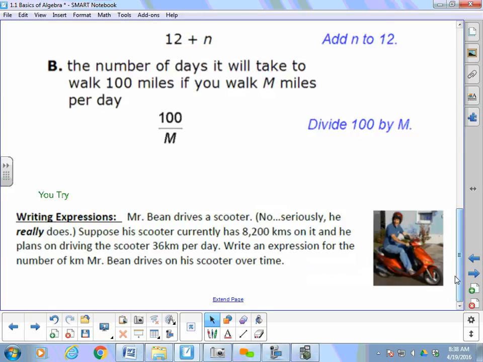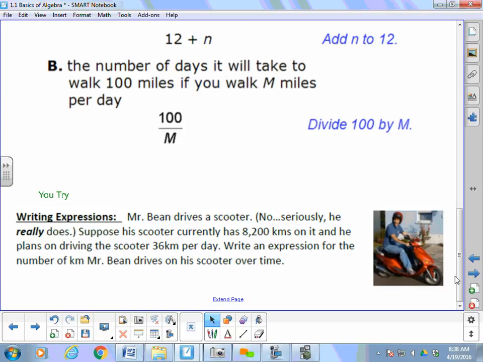So here you have this little application problem for you to write this. Mr. Bean drives a scooter. I don't know who Mr. Bean is. He says, no, seriously, he really does. Suppose his scooter currently has 8,200 kilometers on it. So he must ride his scooter in England. Okay, you guys have all heard of Mr. Bean, right? No, probably not.